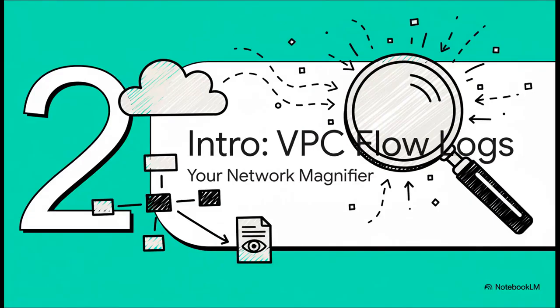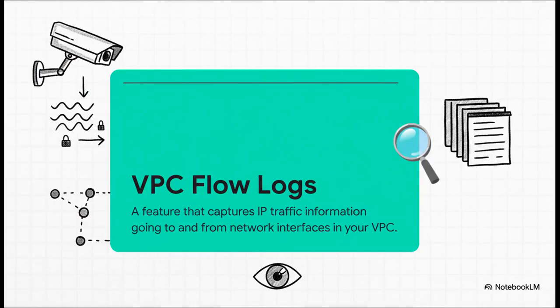So let's get to know our main investigative tool a little better. What in the world are VPC Flow Logs, and how do they actually work? Okay, here's the bottom line. VPC Flow Logs are a feature that just records IP traffic. That's it. Think of it like a security camera pointed right at your network interfaces. It logs every single packet trying to get in or get out.